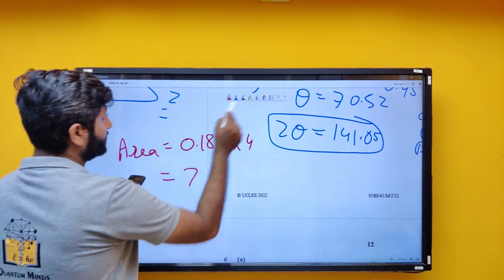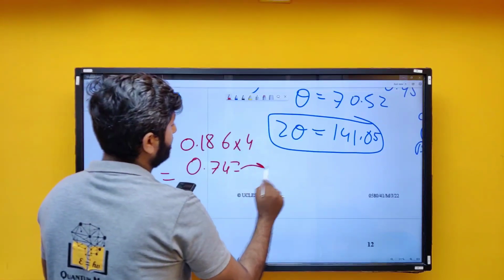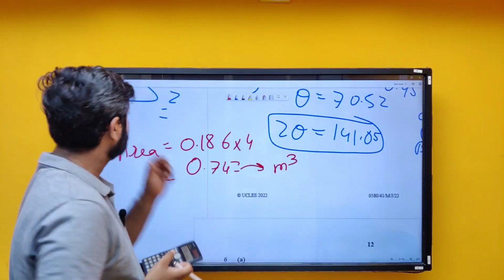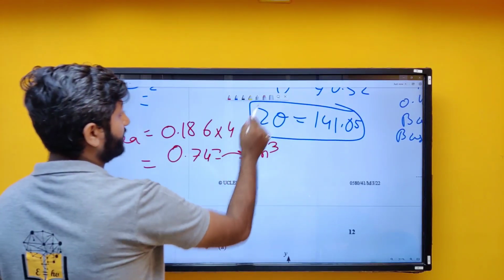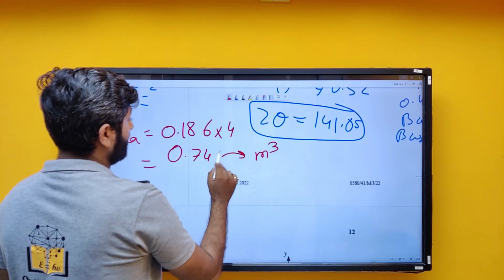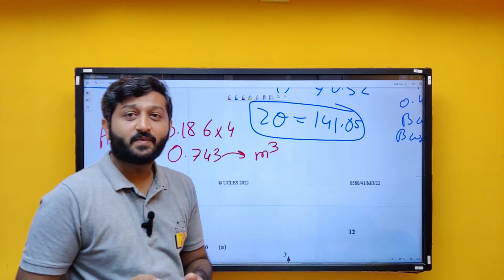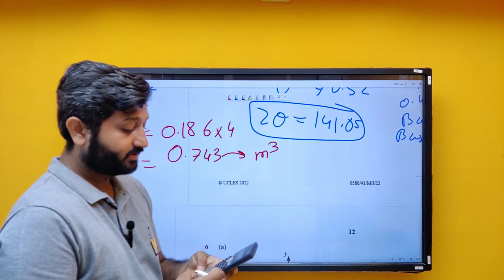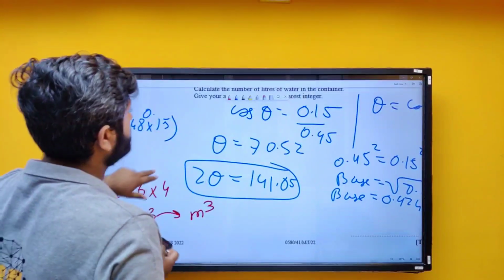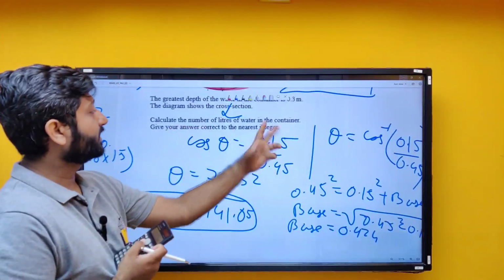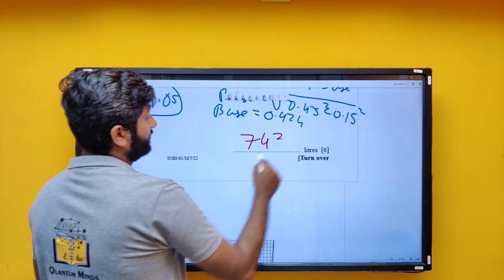Which is 0.743, this is in meter cube, but I'm supposed to convert it into liter. Now guys, I know that 1 meter cube is 1000 liter, so into 1000. So the answer is 743 liters. I'm supposed to give the answer to the nearest integer, so the answer is 743 liters. Okay.